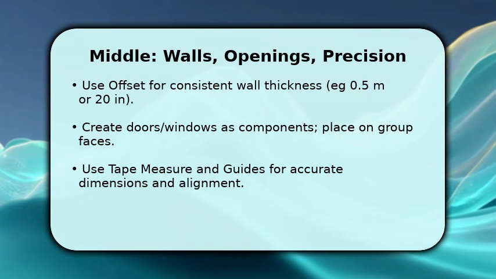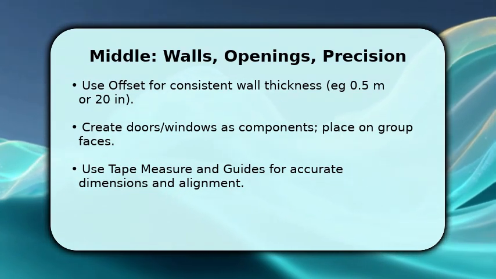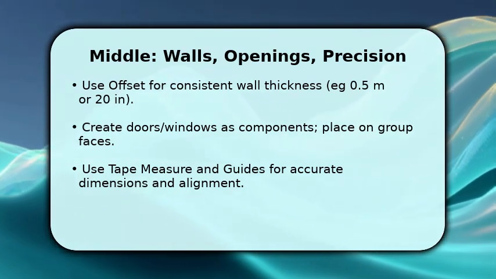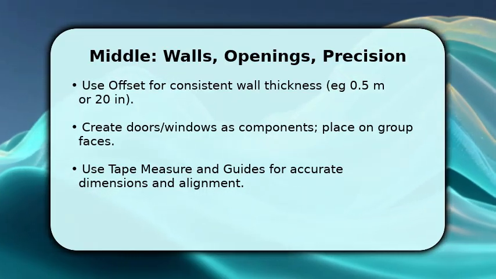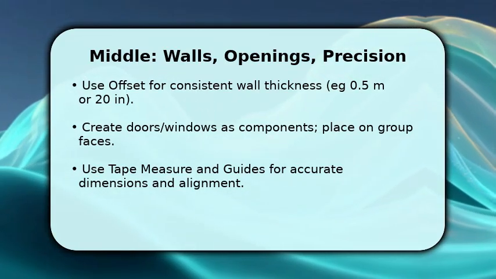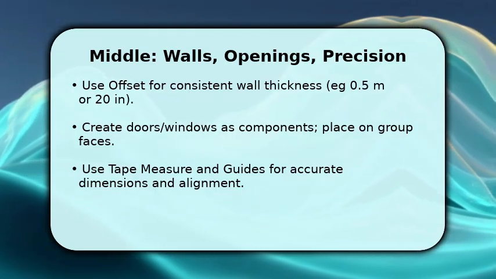Next, you refine walls and insert openings. Use offset to create inner wall faces with precise thickness, then group the outer and inner shells. Create door and window components once and reuse them to maintain consistency and reduce file weight.